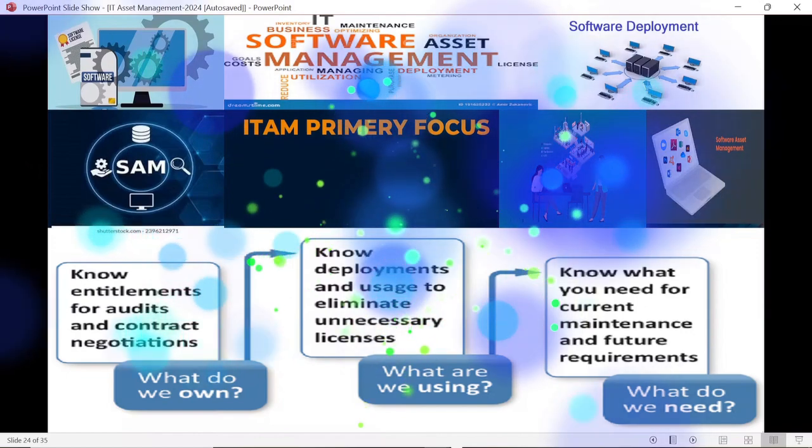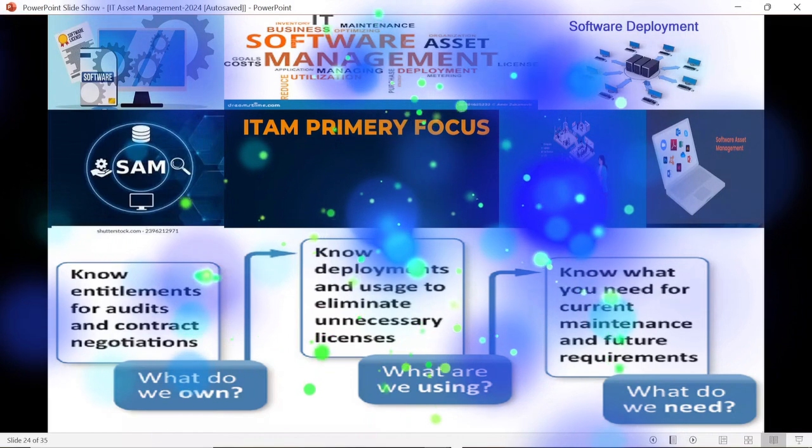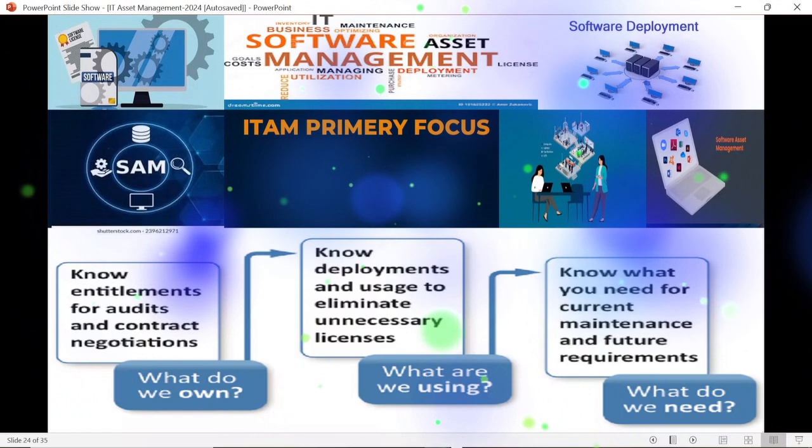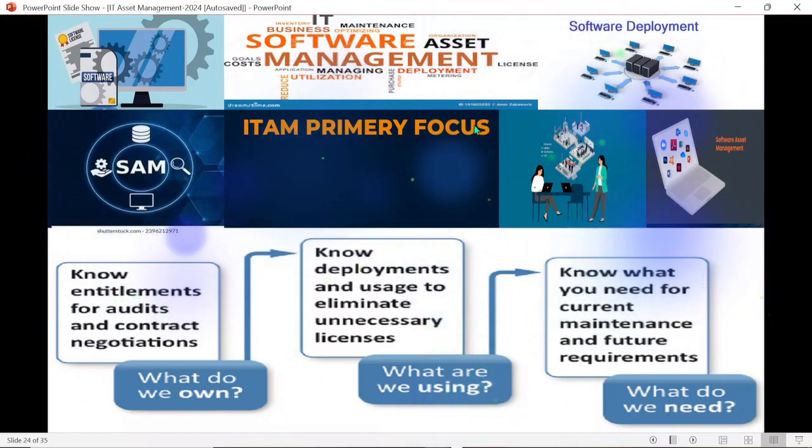And once we have a better understanding of what we own, then we should start thinking about what we are using. What we are using is about what we have deployed and installed in the customer infrastructure. So this is talking about the software deployment report or software installation report. And once we have both sets of data in place, what we own and what we are using, based on that we can do future forecasting.